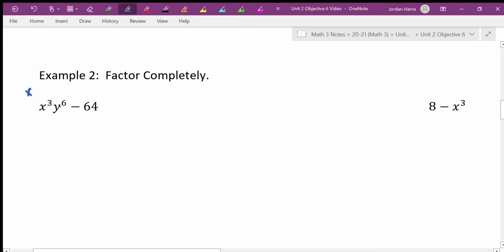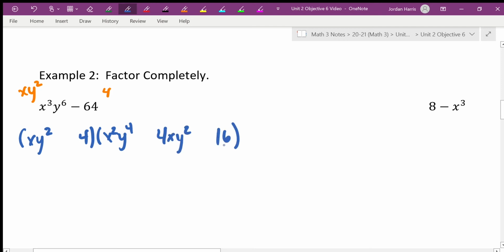Number 2. Okay, they can get complicated. X cubed relates to x. Y to the 6 is y squared. That's the cube root of it. 64 relates to 4. So a is xy squared. b is 4. So we have a, b, that's in the binomial, and then the trinomial is a squared, a times b, b squared. Same, opposite, always positive. Done.